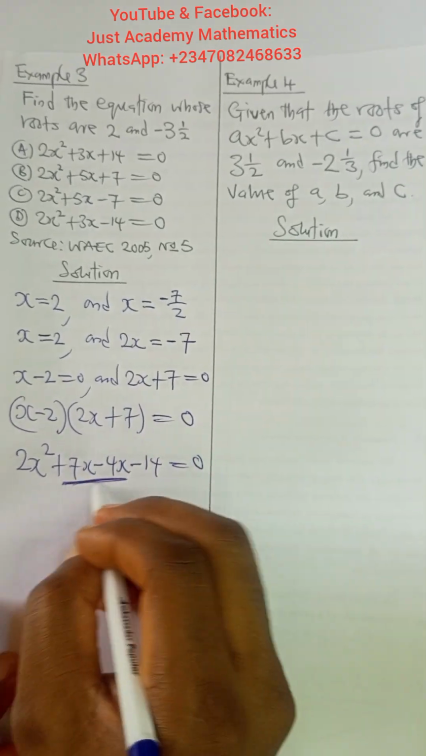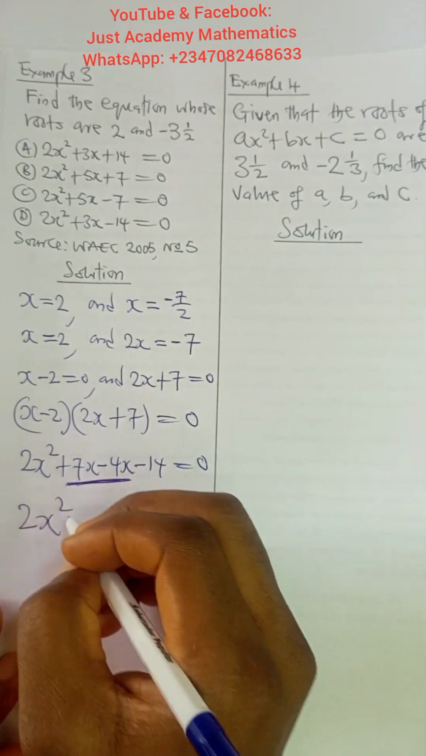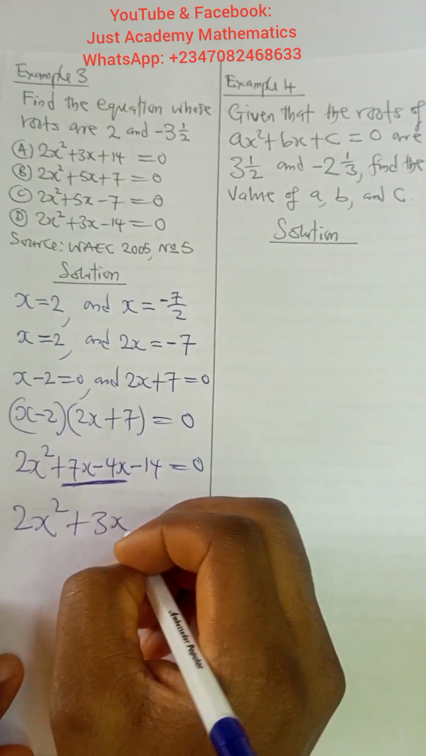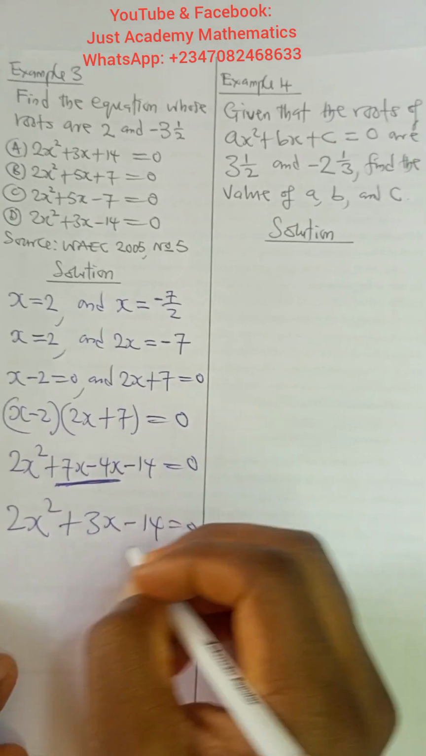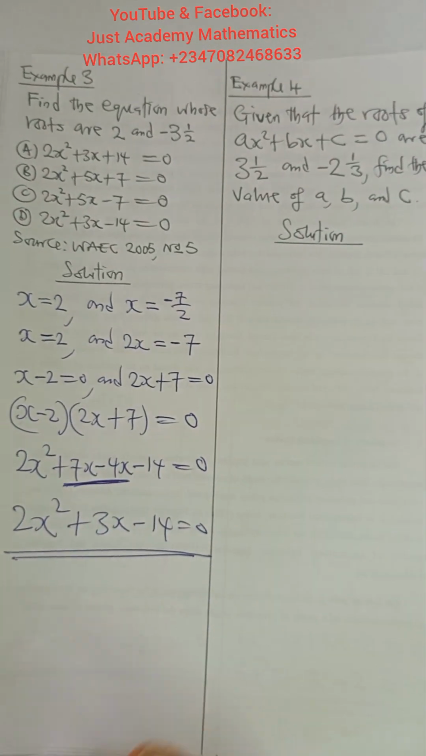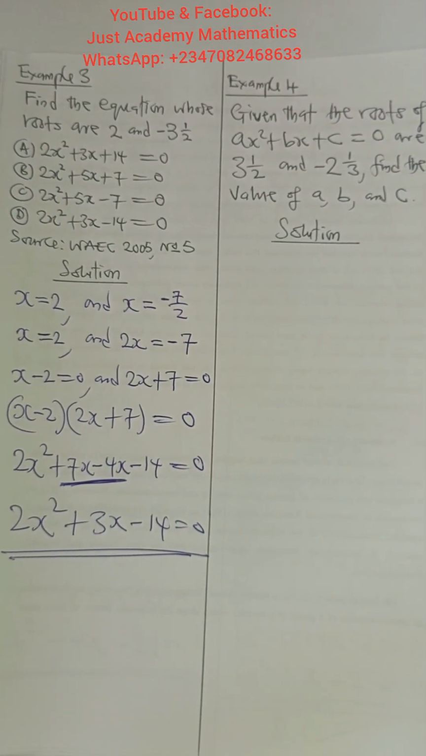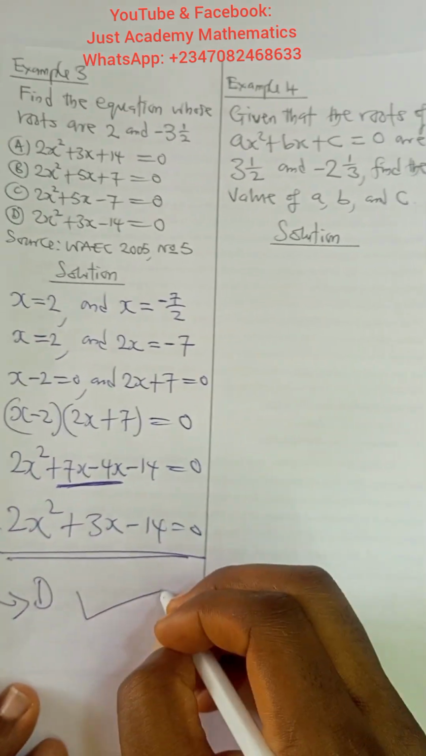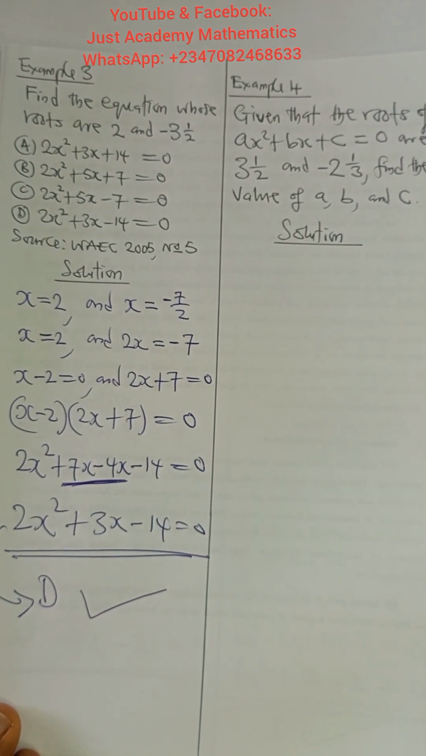You can add these two together. So add that: 2x squared, 7x minus 4x is plus 3x, minus 14 equals 0. And that will give us option D again. Option D is correct: 2x squared plus 3x minus 14.